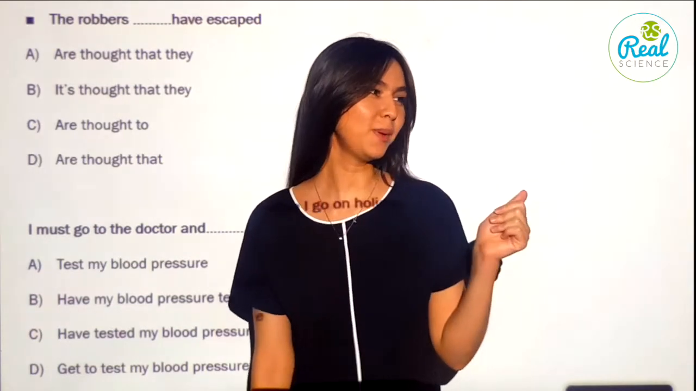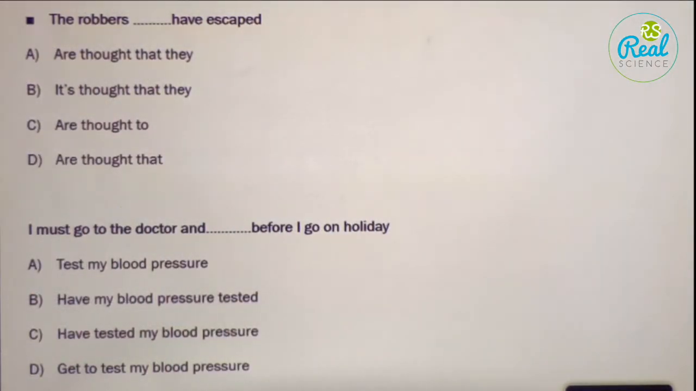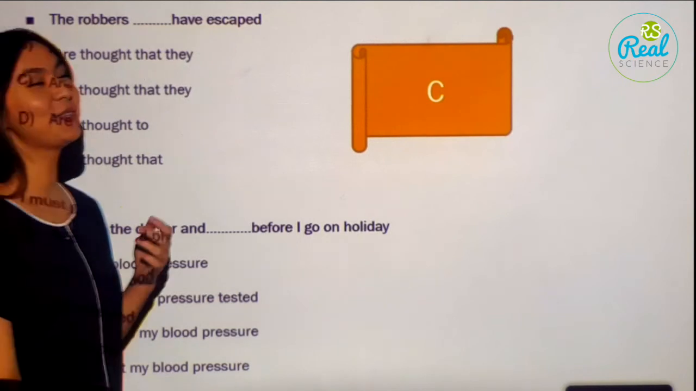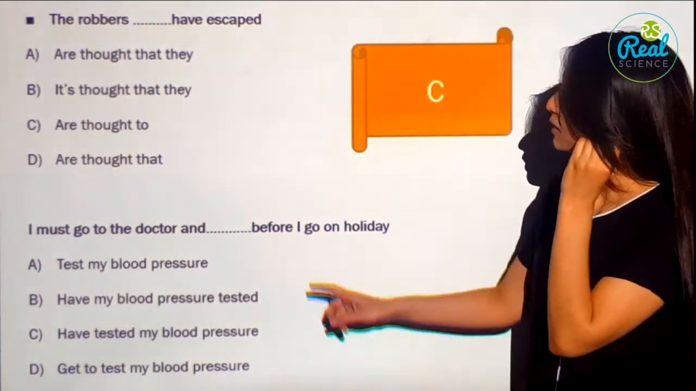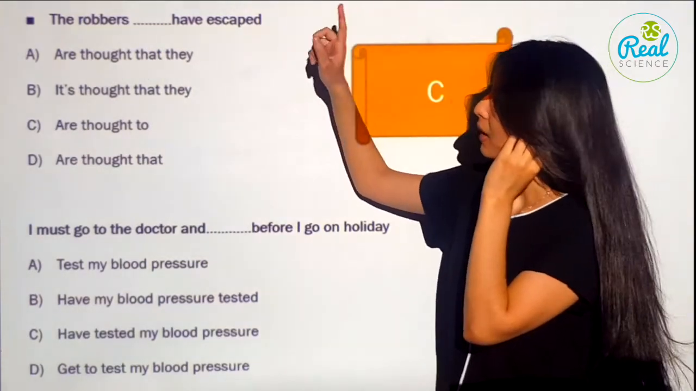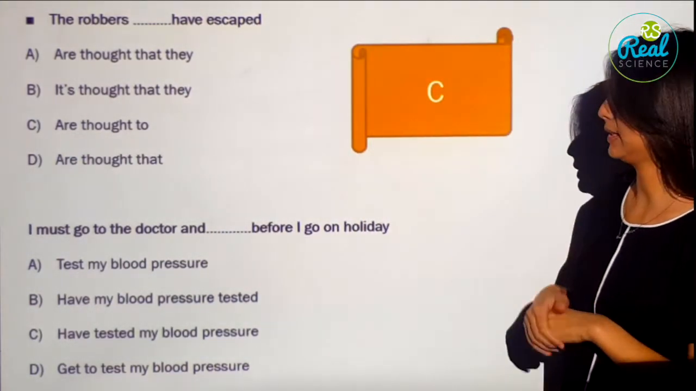Okay, let's check. It's passive voice, I guess. Maybe C. It is C1. So the robbers are thought to have escaped. Because it's passive voice. That's why the best option is C1.